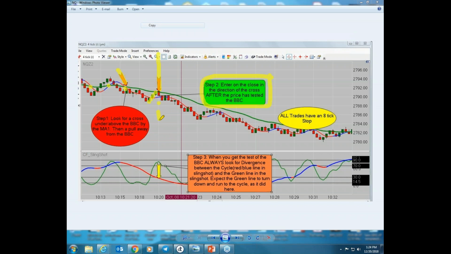Now our eyes are going to gravitate toward the slingshot, which is the oscillator portion of the chart. Some more buzzwords here. The blue and red line here is referred to as the cycle. The green line, well, there's nothing special about it, it's just called the green line. But what's important is the separation between the green line and the cycle here.